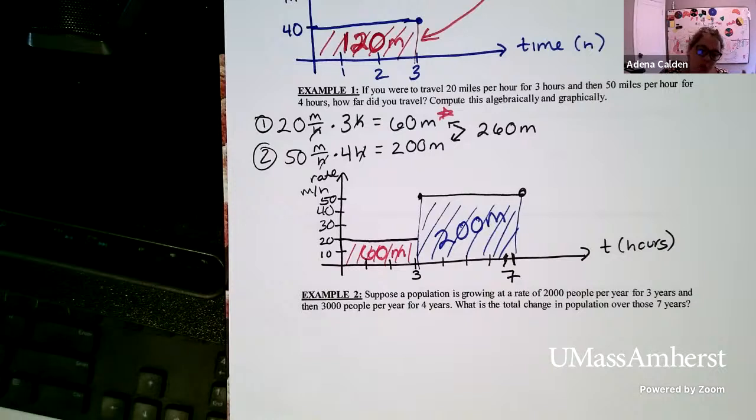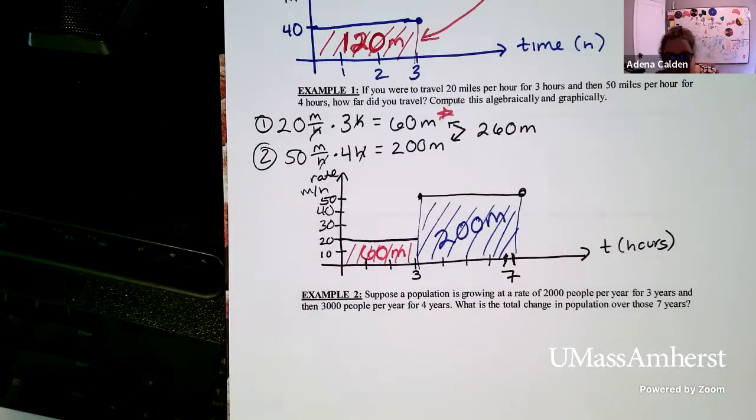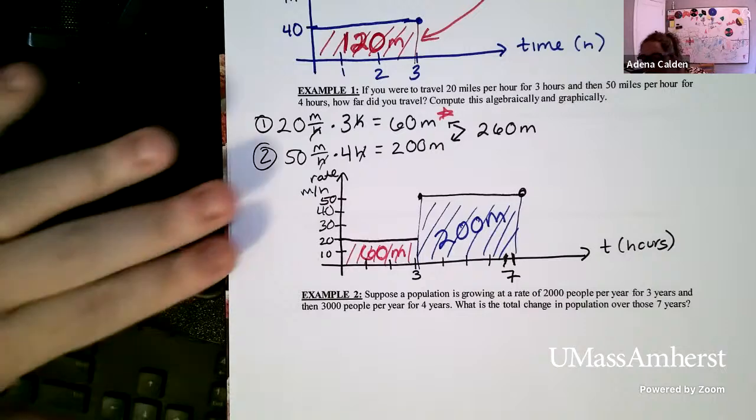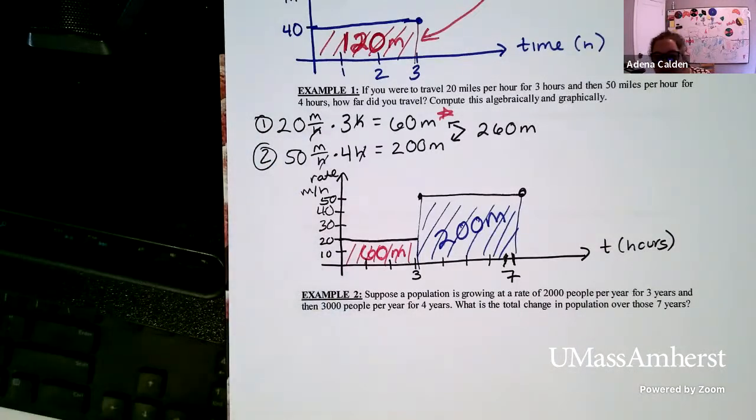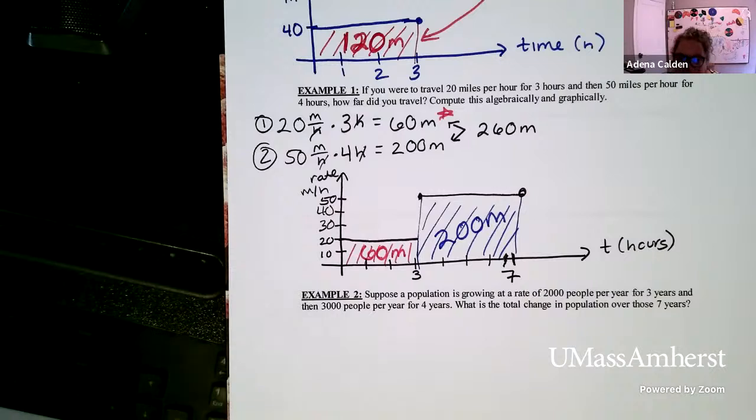So instead of having 2 legs of a trip, we have 2 periods of time where the population is changing. So I want you to take 2 minutes, see if you can apply what we were doing in example 1 to example 2 here, see if you can both find out algebraically what the change in population is, but also draw a graph based on this information. Okay, so take 2 minutes and then we will go through it together.